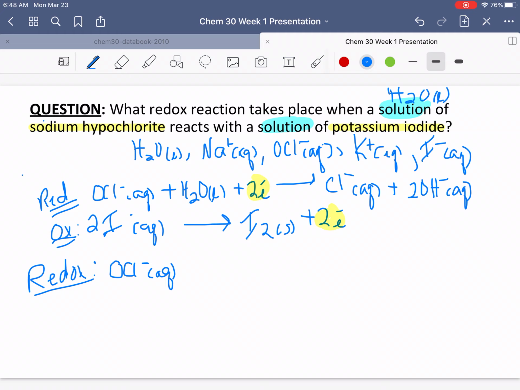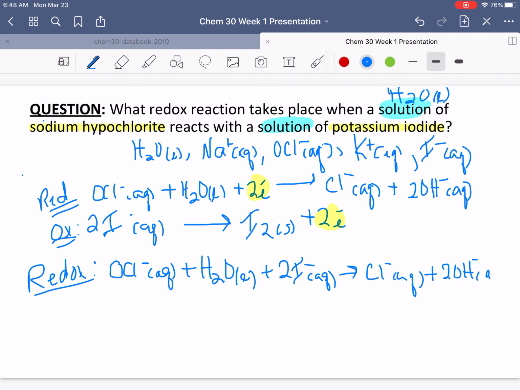Things are already balanced. So we have our hypochlorite plus H2O liquid plus those 2 iodide ions produces the chloride ion, the 2 hydroxides, and of course, the I2 solid. My electrons are canceled out, so I don't need to include them.